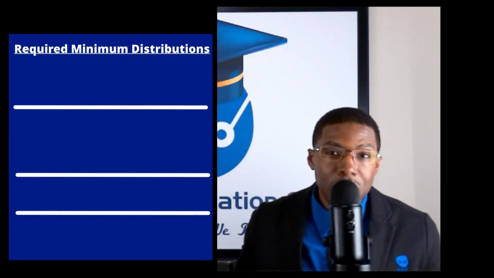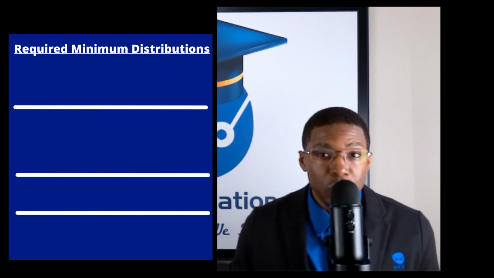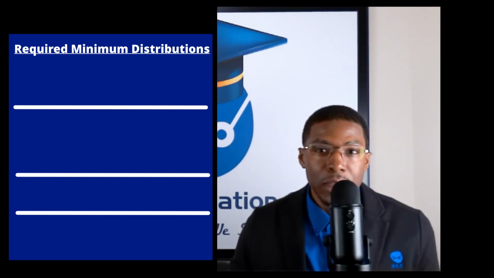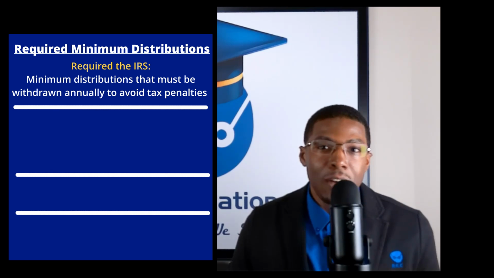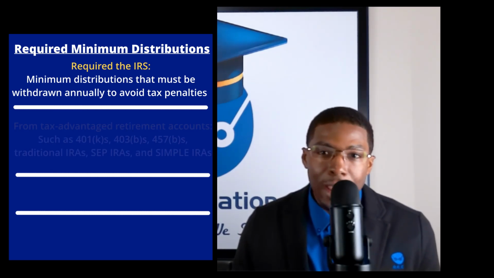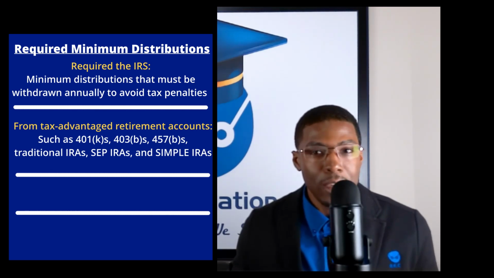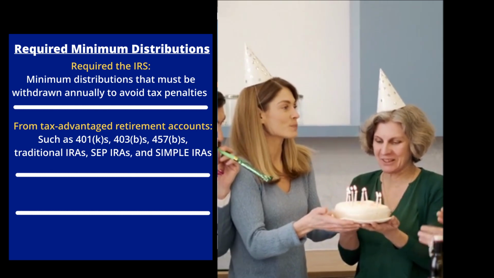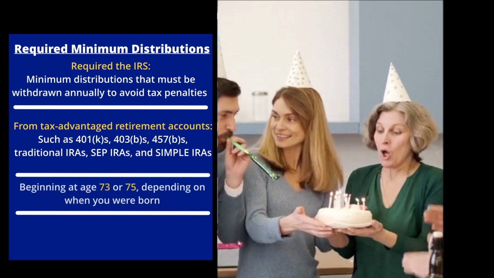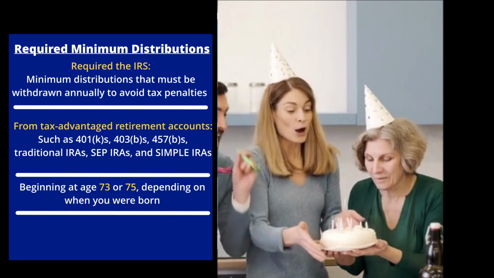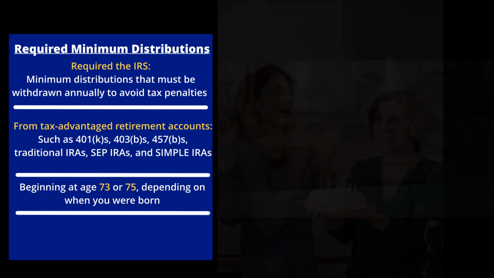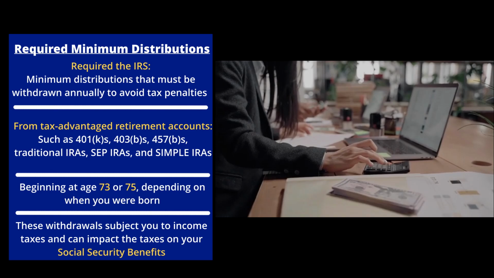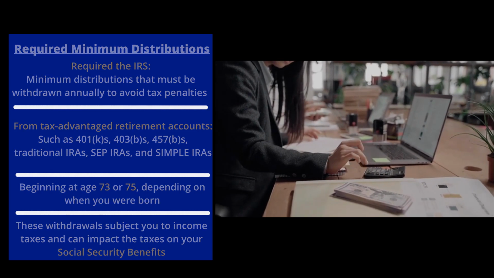Of course, many retirees know this terminology, but for those of us who may not have hit that particular age yet, Andrea, required minimum distributions are simply minimum distributions that the IRS is going to make you take out of your IRAs or your 401ks, 403bs, or 457bs when you hit a certain age. That can be the age of 73 or the age of 75, depending on when you were born. Now, when you start taking these withdrawals, Andrea, they are subject to income taxes and they can impact the taxation on your Social Security benefits.